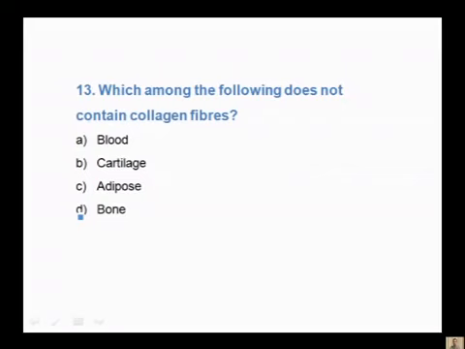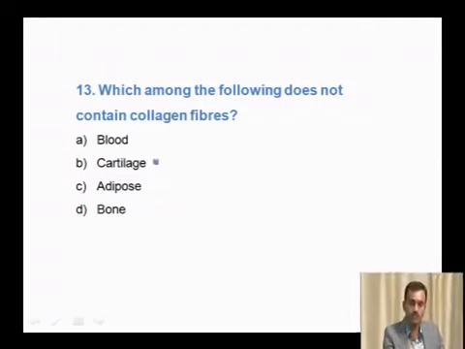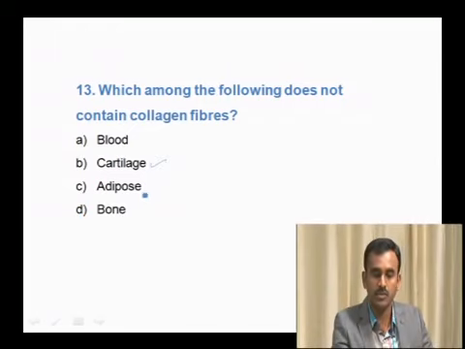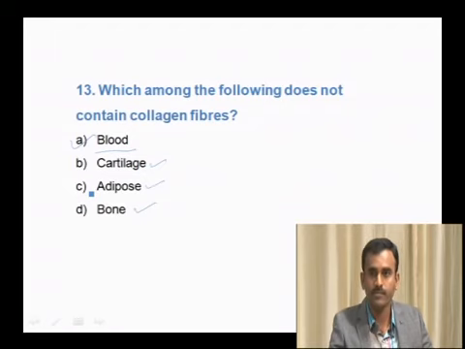Which among the following does not contain collagen fibers? Collagen fiber is associated with cartilaginous tissue, adipose tissue, bone tissue, but absent in blood. All are connective tissues, but in the fluid connective tissue, blood, collagen protein is absent. So the answer is option A.